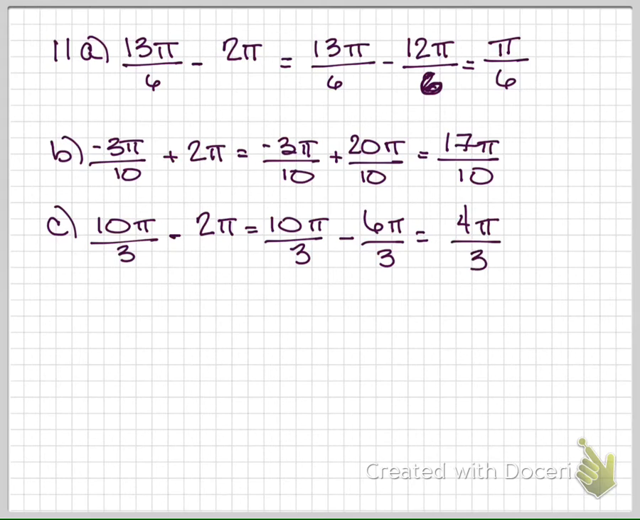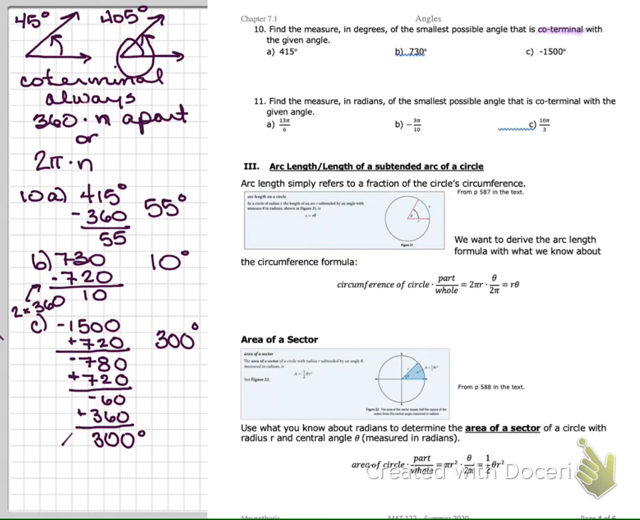So much better with all that space to write in. Okay, back to the notes real quick. Those are our coterminal angles. Again, they wanted the smallest possible angle, and so we found the one that was closest to 0.